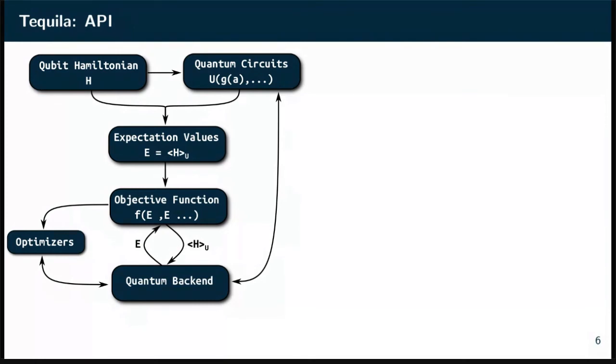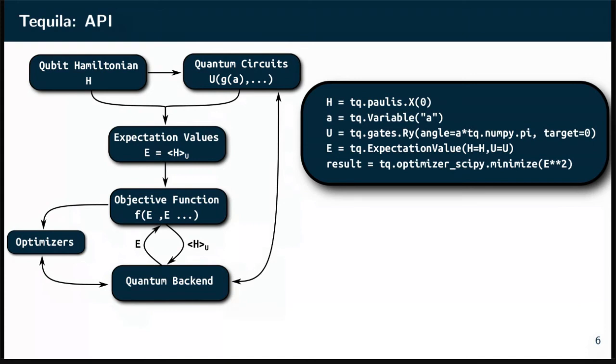And to give a few examples, this is more or less the Tequila hello world. It's just a simple one-qubit expectation value. Nothing special, you use the usual sigma x Pauli operator as your Hamiltonian. Then you define a variable, and a rotation gate which depends on this variable, but you scale it by pi. You don't have to do it, this is just an example if you want to use those units. Then you form this expectation value, and in this example you minimize the square of it.